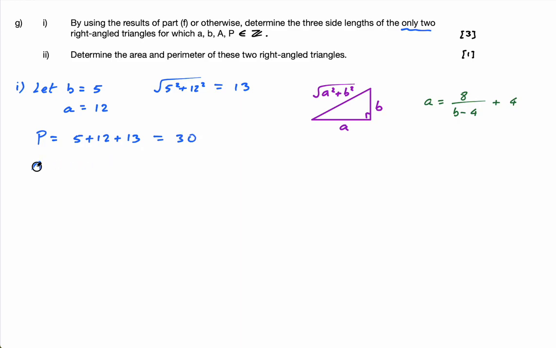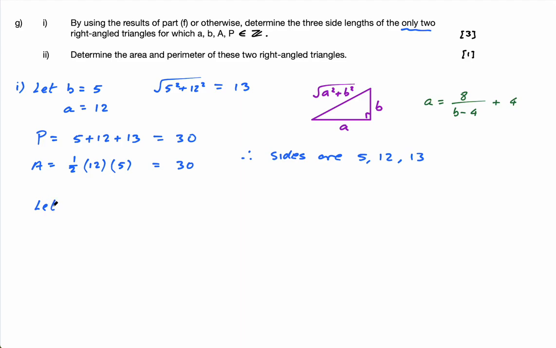And the area is equal to a half. A is 12, B is 5, and we get a half of 12 is 6, times 5 is 30. Therefore, that's the first answer. The three sides are 5, 12, and 13.